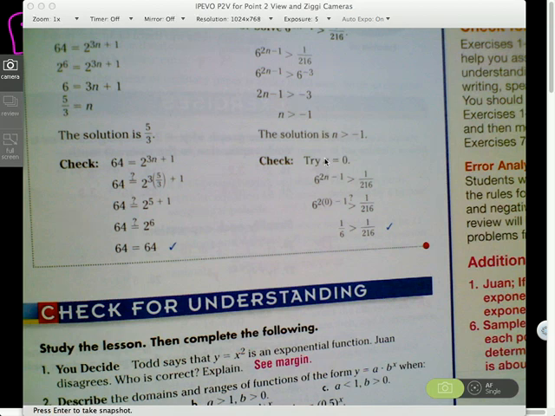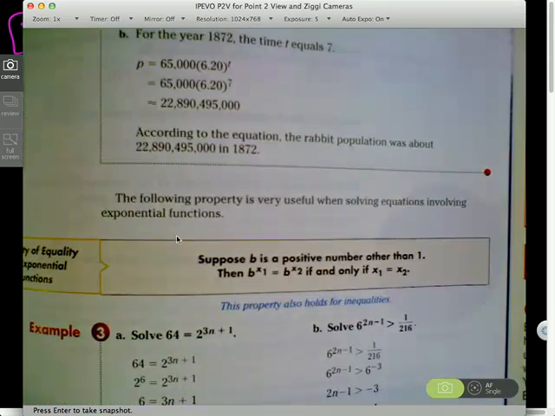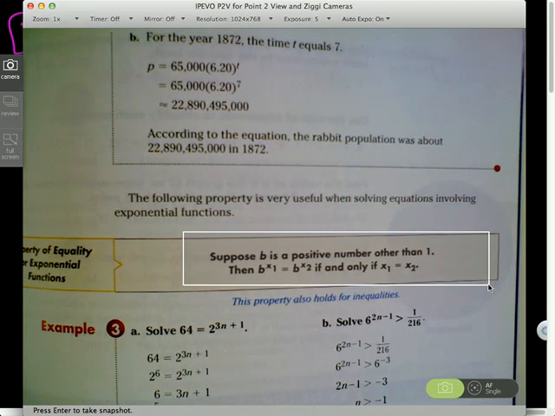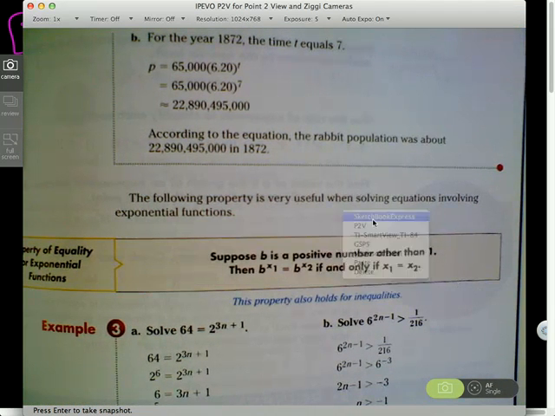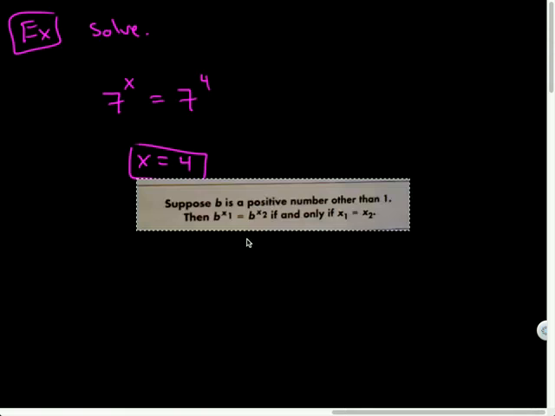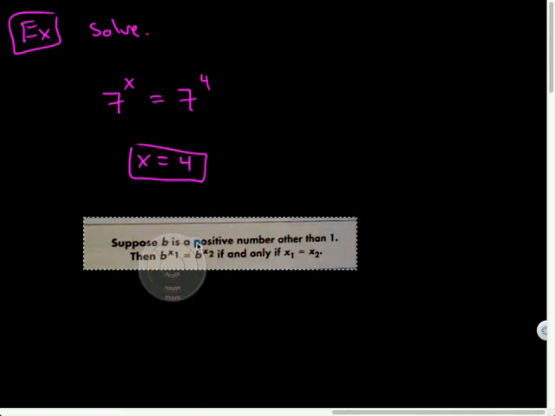And that's actually summarized right here. I'm going to snapshot this. This is the property of equality of exponential functions. You don't need to know the name of that, though. So suppose b is a positive number other than 1, then b to the x sub 1 equals b to the x sub 2, if and only if x sub 1 equals x sub 2. Right? So, like you said earlier, x had to equal 4. That's the only thing it could be. No other thing would work.